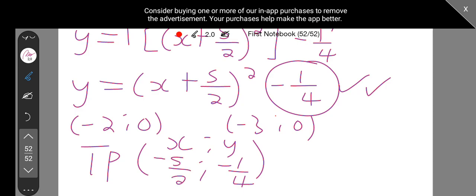Suppose we had something like (x minus 3) squared. Because here it's minus 3, we're going to write it with an opposite sign, and it's going to be positive 3 when we write it in a coordinate. But the value of y remains unchanged. We just write it the way it is. We only change the number which is inside the bracket, the one which is attached to x.